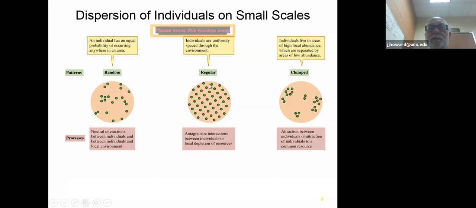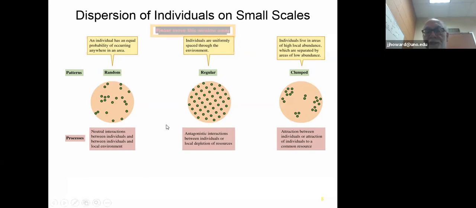Regular patterns are evenly spaced, and it implies that organisms are antagonistic, they're competing for something, or that resources are easily depleted. And then finally, we have these clumped or aggregated patterns, and it implies that there is attraction between individuals, or maybe resources not being equally dispersed in the environment.